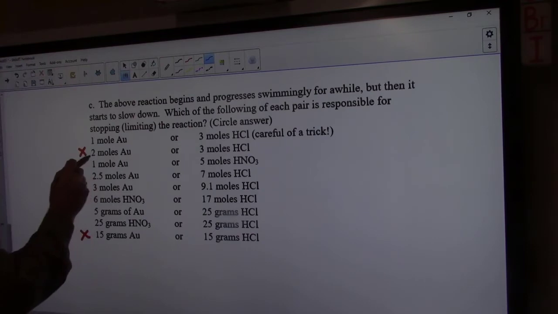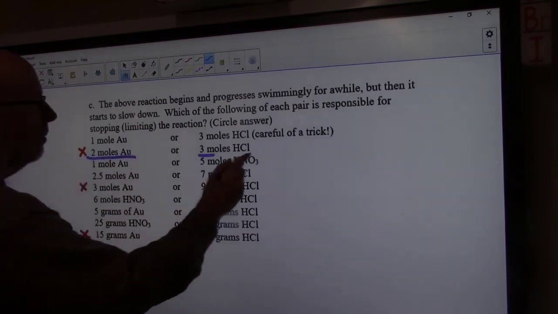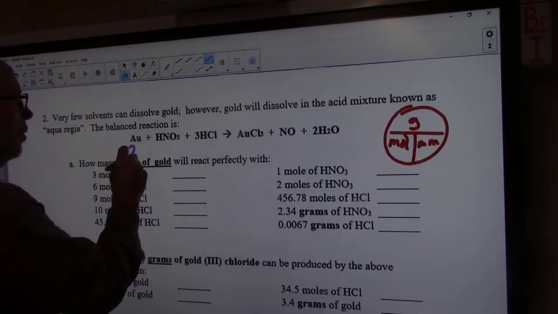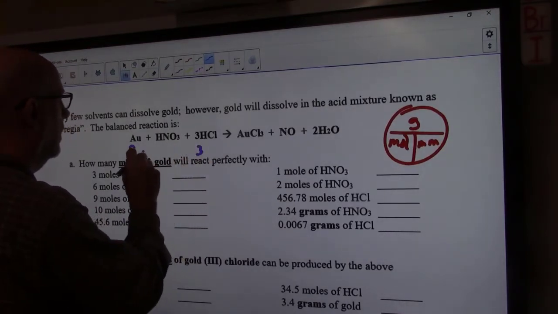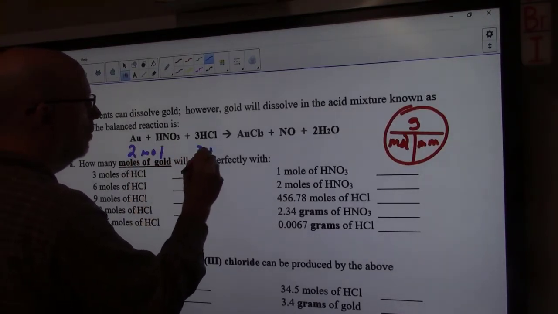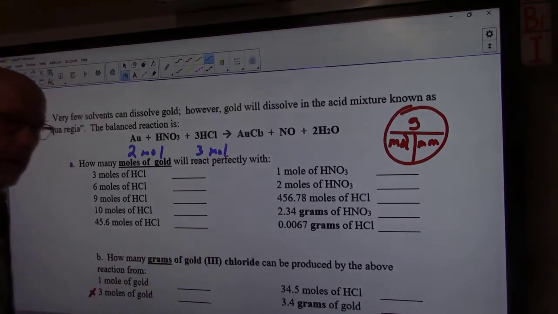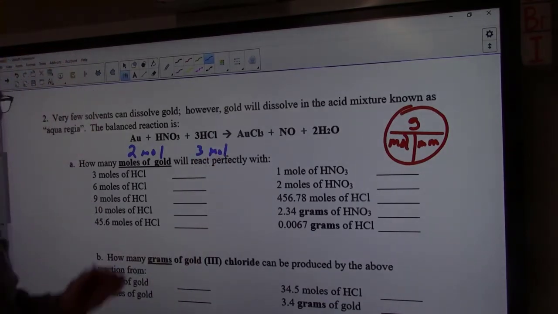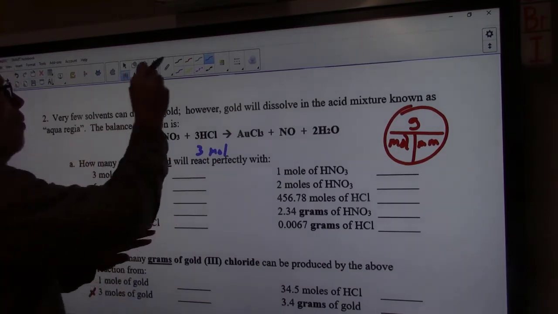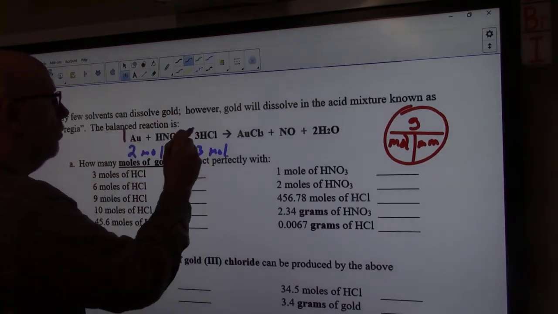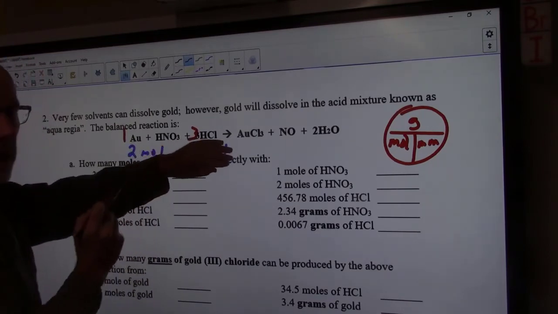I'll do this one here. 2 moles of gold and 3 moles of HCl. Remember, it's moles, it's not grams. All right, which one's going to run out? Here's how you do it. Sounds a little goofy, but do it anyway. You say 1:3, and then you cover this one up.